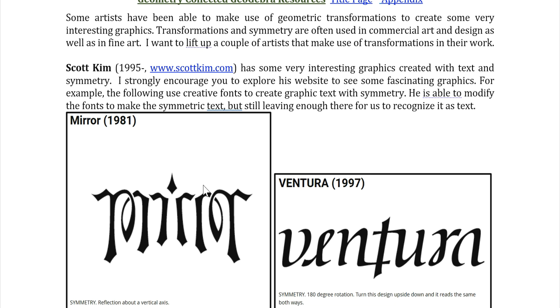So if you read this, can you read what this says? Hopefully you can recognize that this is mirror, but it also has a mirror symmetry, a reflective symmetry about a vertical axis right through here. So if you held this up to a mirror, it would look the same.